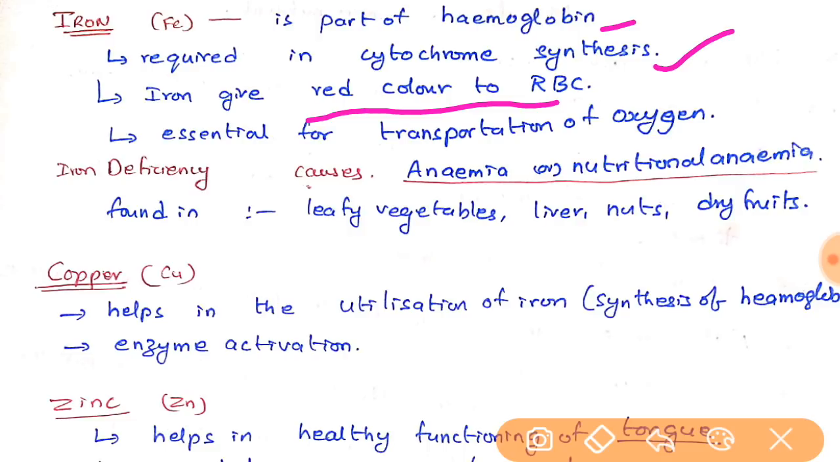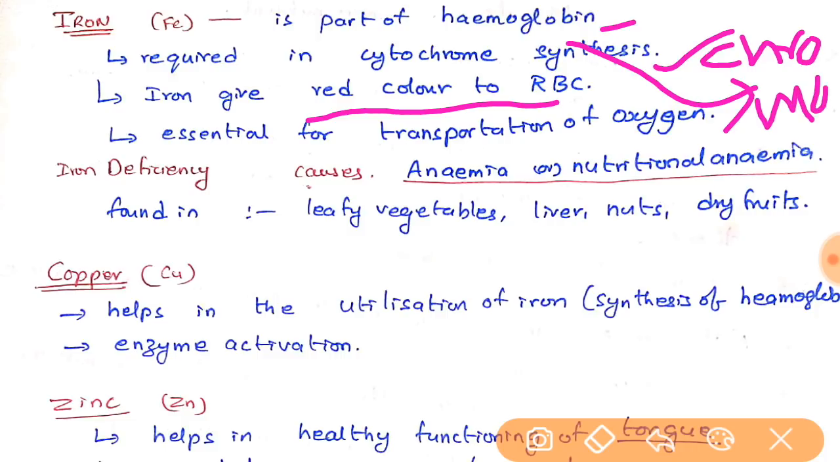Hemoglobin is a chromoprotein, friends. Chromo means color, a color-giving protein. This color is given by the iron.